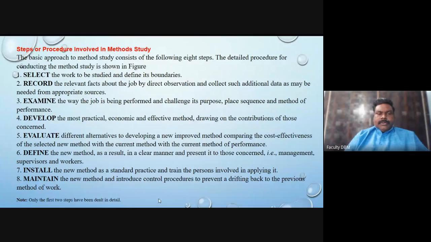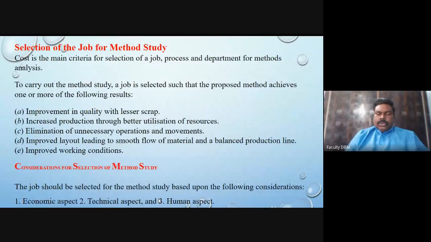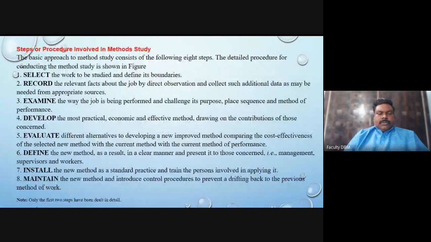In detail, only the first two steps are dealt with here. Why? Because selection is very important, and how we are going to record is very important. After that, examining, developing, evaluating, defining, installing and maintaining depend on these recorded facts only. So in your syllabus and in this class, we are going to deal with only 2 steps, the most important ones: selection of work and recording of things.